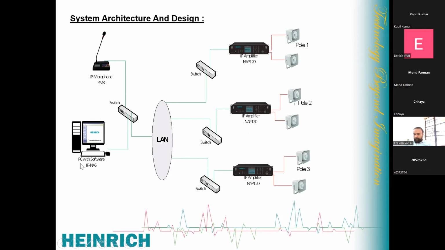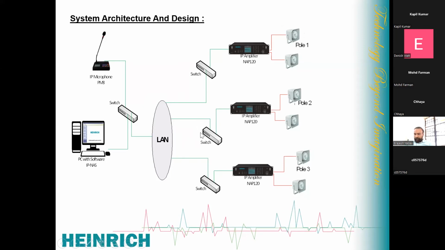In the command control center, you have to plan your software and a microphone. Suppose these are the multiple locations. At one location you have placed one IP based amplifier, and from that you have connected two or four speakers. Then at another location you have planned one more IP amplifier and placed speakers, then another location. Now for all three locations, from the central command control center, you can announce in each of the locations individually, and you can announce in all the locations at the same time. So this is one design you can plan if you are working in any smart cities.